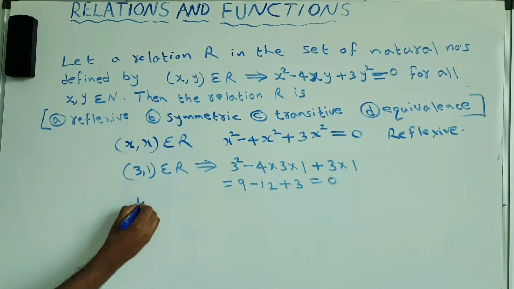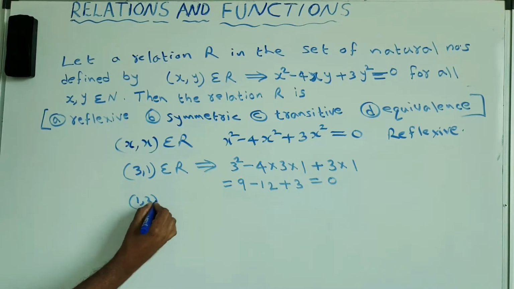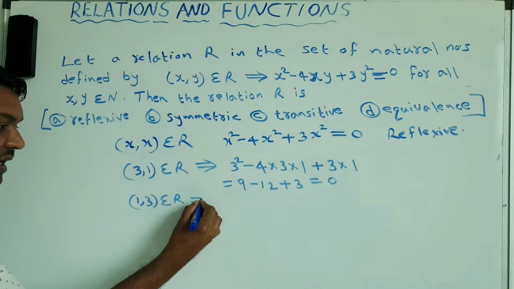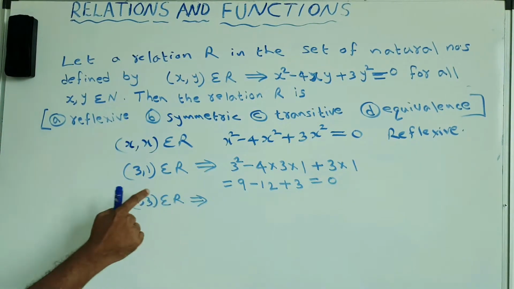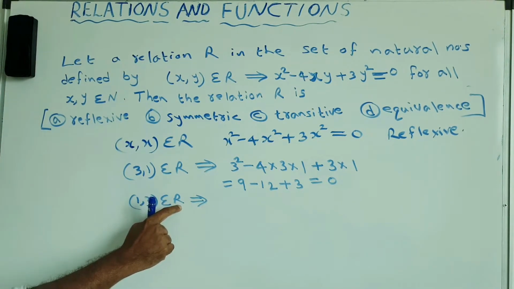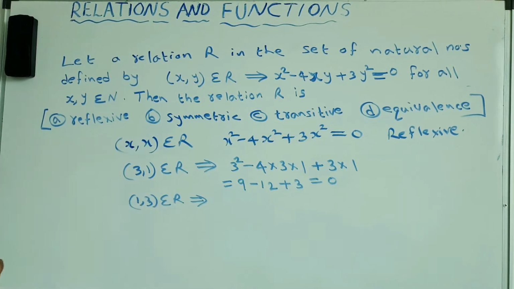Now I am checking whether (1, 3) is an element of R or not. If you are getting (1, 3) an element of R, then it will be symmetric. If you are getting (1, 3) is not an element of R, then it is not a symmetric relation.